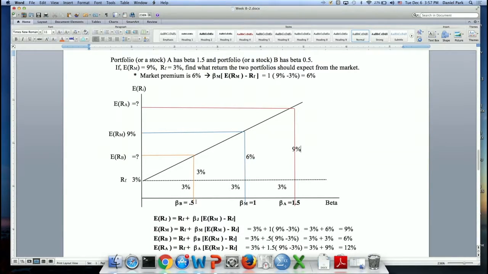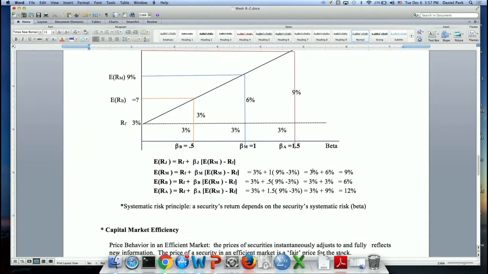If we have 0.5, half of them, then 6 is for 1, half of them is 3. So 3 plus 3, it should be 6. And 3 plus 9, it should be what? 12. By using the formula, we can see that.